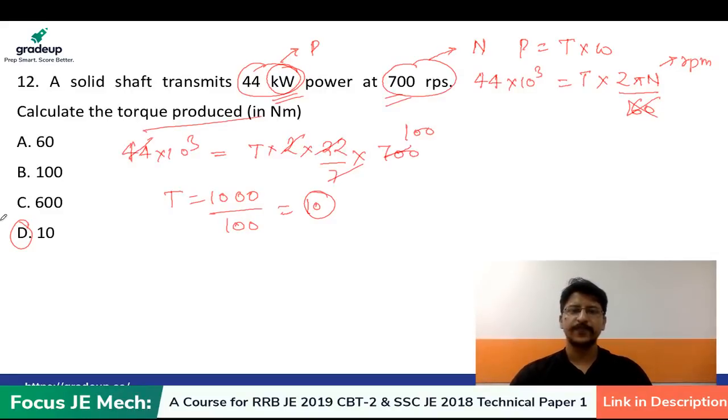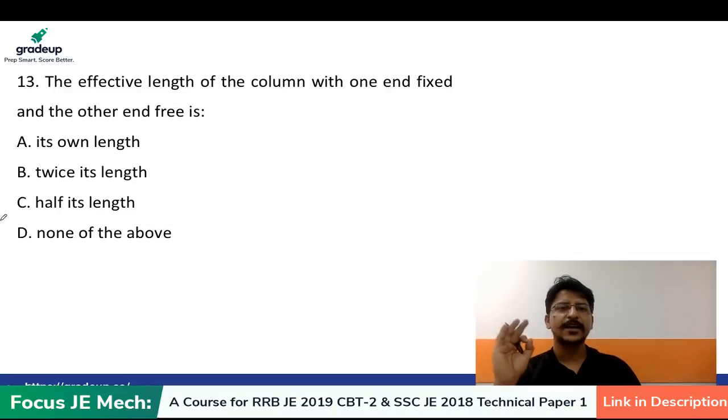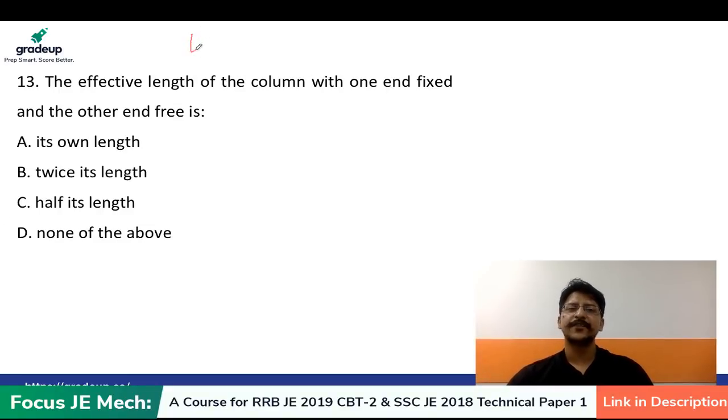Question number 13 for the day. It says the effective length of the column with one end fixed and the other end free is, compared to its original length. What will be the effective length in that case? Basically we are talking about LE, that is the effective length. So effective length will be equal to how much? Tell me the answer for this one fast.